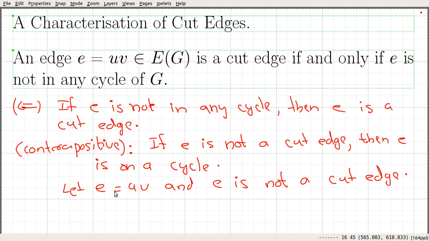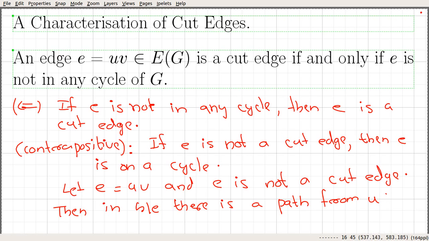So if you remove this edge, again we can see that there will be a path from U to V. Since E is not a cut edge, in that edge-deleted graph, G minus E, there is a path from U to V. Moreover, these two vertices U and V are in the same connected component because there is a path from U to V. Let that path be P. The path starts at U and goes to V using some number of other vertices. We do not know the length of this path.